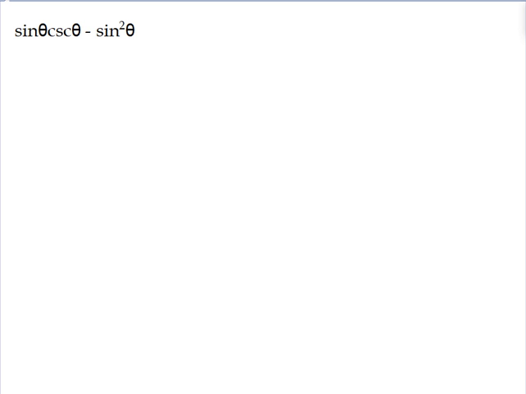Okay, so here is the back page. And this first one here, if I'm going to turn everything into sine and cosine, the only thing right now that's not sine or cosine is this cosecant. So I'm going to think of this as sine times 1 over sine, because that's my reciprocal identity. Cosecant is equal to 1 over sine. And now this is going to just equal 1.